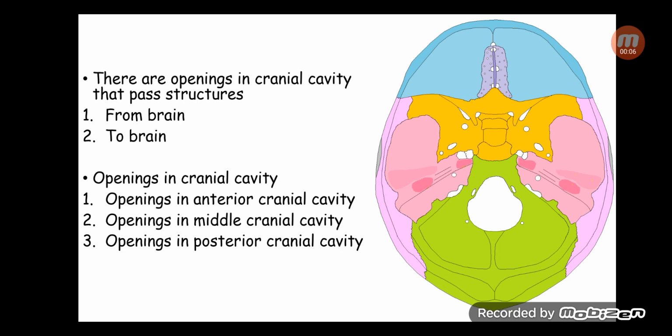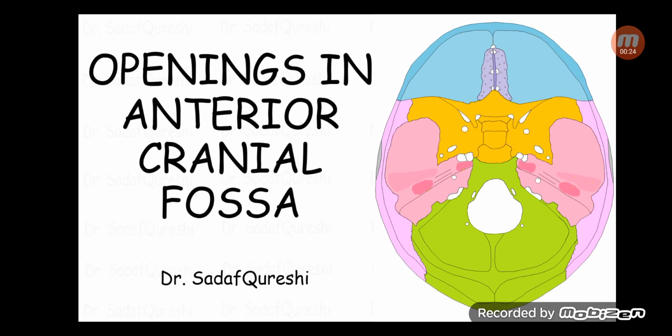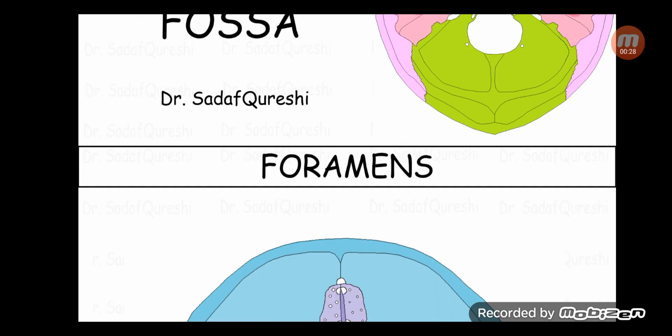There are openings in the cranial cavity that pass structures from the brain and to the brain. We will understand these openings in sections. First we will talk about openings in the anterior cranial cavity, then openings in the middle cranial cavity, and then openings in the posterior cranial cavity. So let's start with the first topic, and that is openings in the anterior cranial cavity.